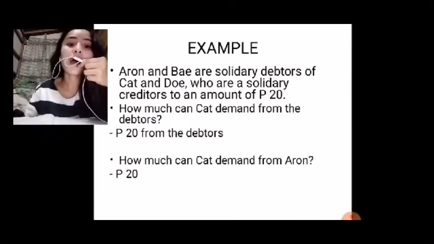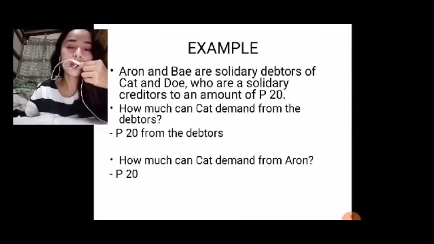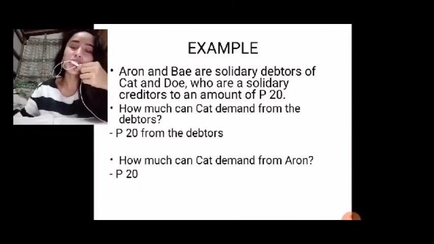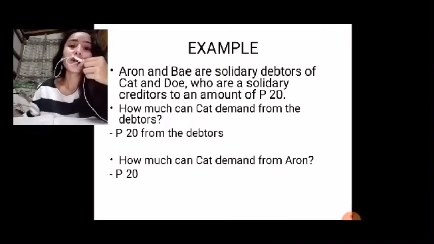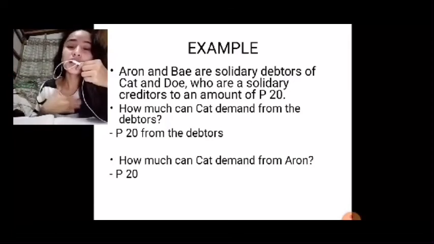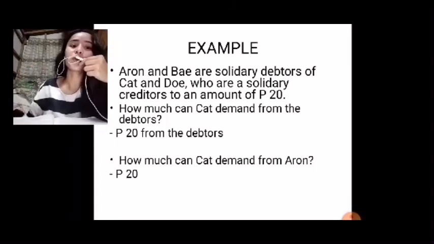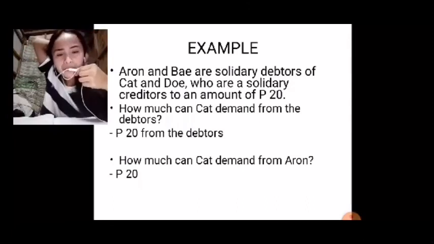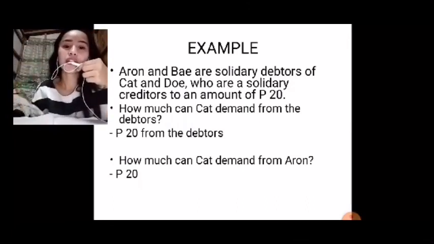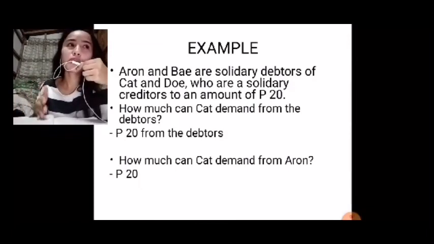So the second one, how much can Cat demand from Aaron? So pwede day na nga si Cat mo demand siya kang Aaron lang. So pwede, kay mao man ang rules sa solidary obligation nga ang usa ka creditor or ang creditors pwede sila mo demand sa usa lang ka debtor. So which is si Cat ni demand kang Aaron. So unsa may mahitabo? Bale, si Aaron mo pay jud siya sa whole obligation, which is 20 pesos.